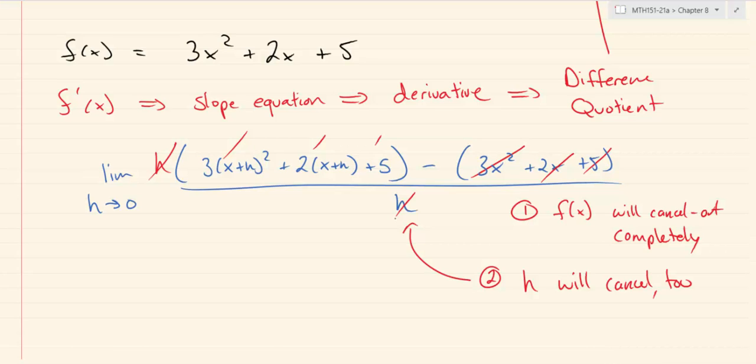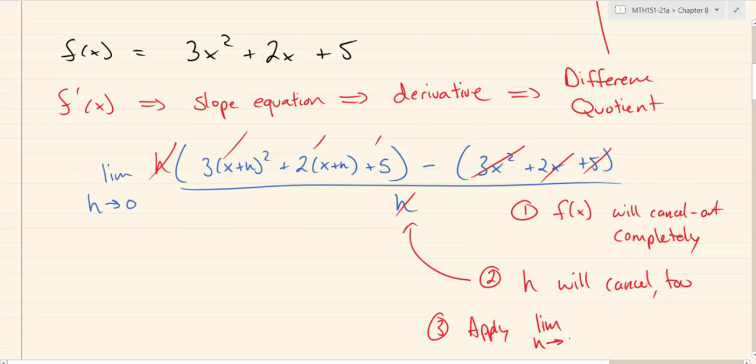Prior to this, you can't do the limit, because that would mean putting a 0 in the denominator, and that would make everything undefined. So we first have to do step number 1, cancel everything out. Then we have to do step number 2, cancel the h's, and now we can apply the limit. So I guess step 3 would be apply the limit as h goes to 0. And then once you do that, you will have f prime.